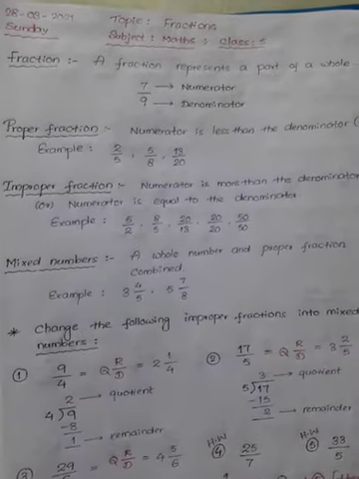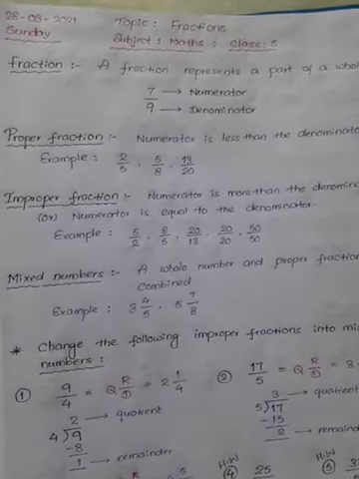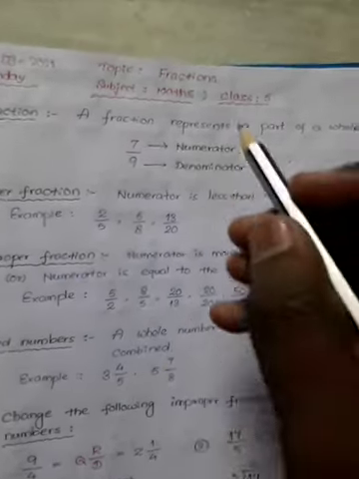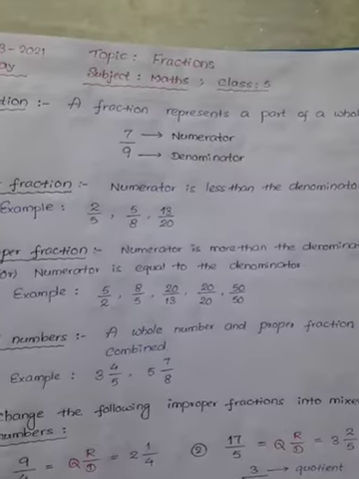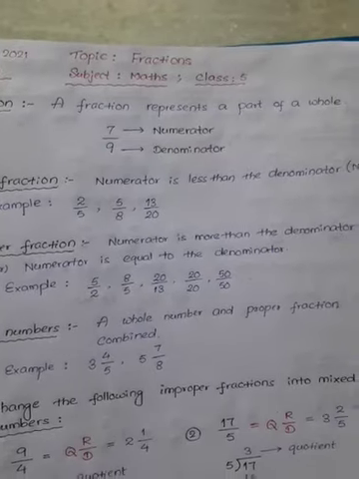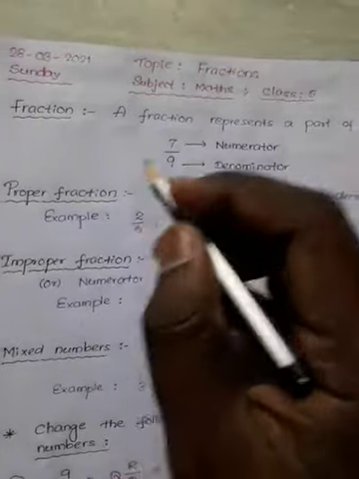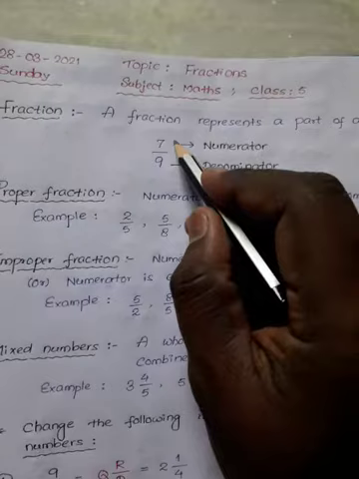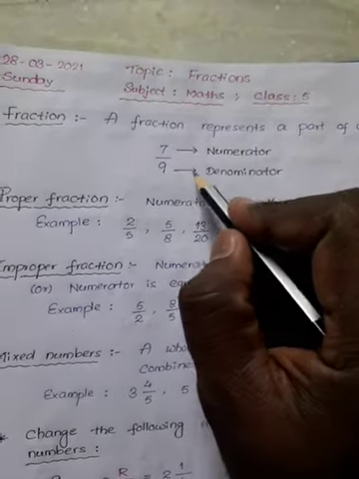How are you all? Today we are going to learn the basic concept of fractions. So, what is a fraction? A fraction represents a part of a whole. Like this is 7 over 9. So, 7 is called a numerator and 9 is called a denominator.